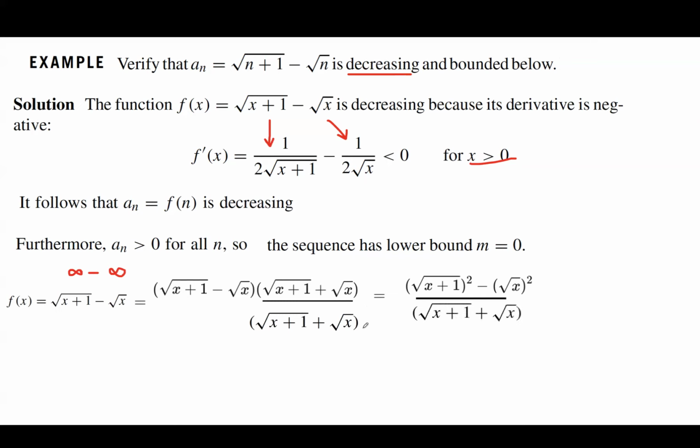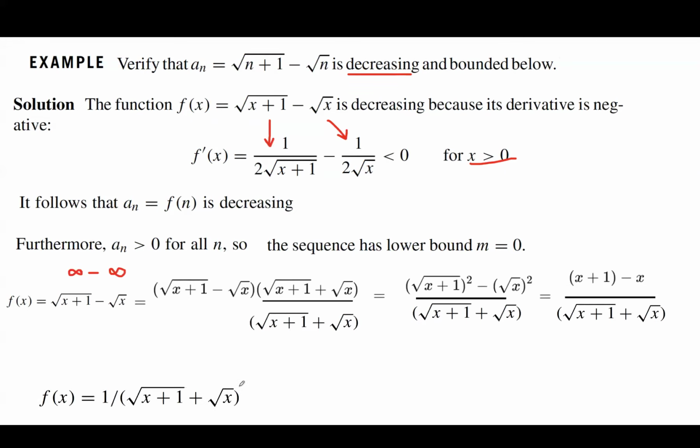Your numerator becomes x plus 1 minus x, which is basically 1, and the denominator stays the same. So we rewrote the function to be 1 divided by square root of x plus 1 plus square root of x. Now, if you take the limit as x goes to infinity, the limit is 0.